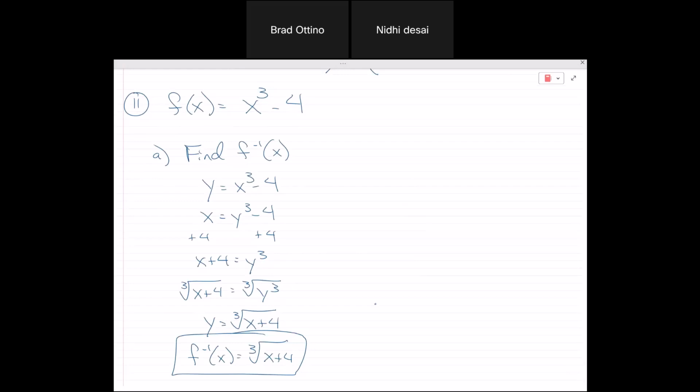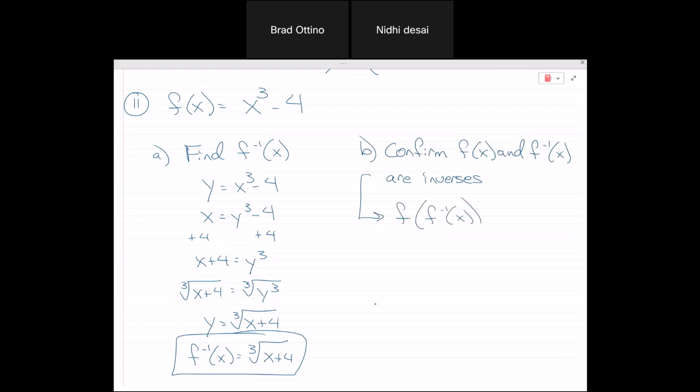Part B is we want to confirm that f of x and f negative 1 of x, the inverse, are in fact inverses. So the way that we talked about doing this in class is we said we're going to do f of the inverse, and that should equal x.